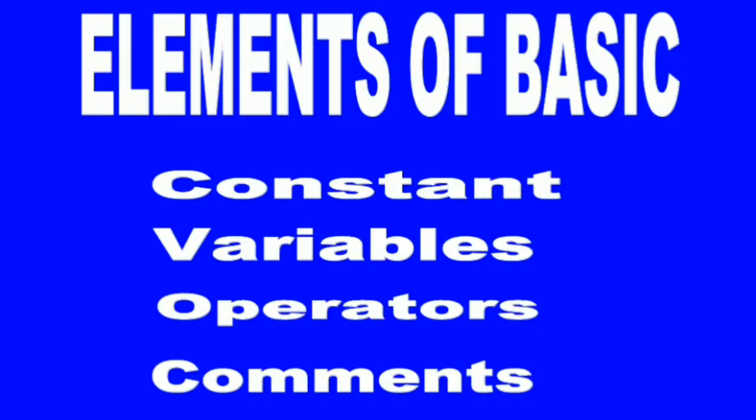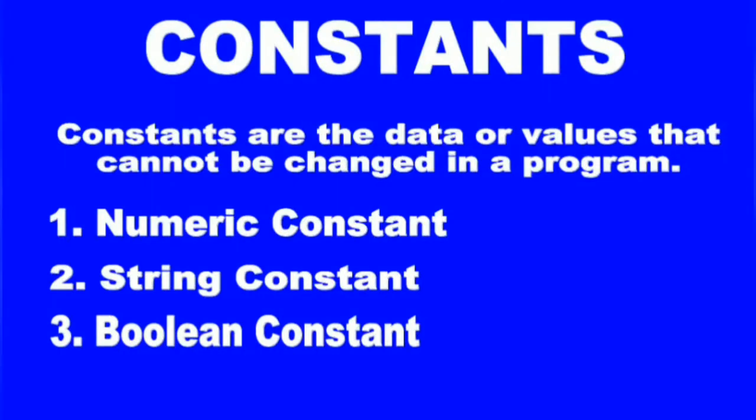In this video, we shall discuss elements used in a basic program. For example, constants, variables, operators, or comments. Data are the most important part of a program, and data which cannot be changed in the program is called a constant.